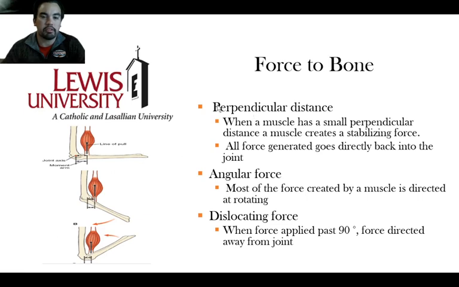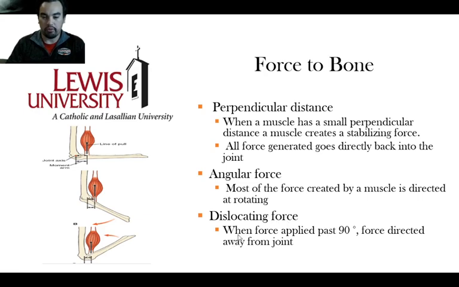So this is just kind of explained further here, where we look at this perpendicular distance, and this is where a muscle has a small perpendicular distance when a muscle creates a stabilizing force. So all the force is generated within that muscle, it goes directly back into the joint. So it's efficient at that point. An angular force is when most of the force that is created by the muscle is directed at rotating the bone, right? So as we move through our ranges of motion here, you see how it changes, right?